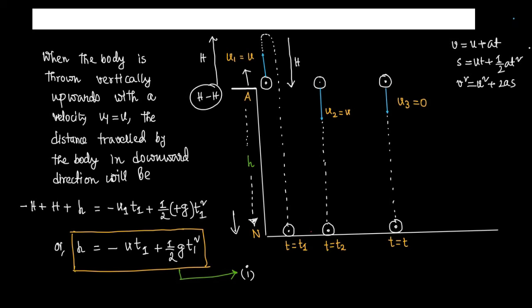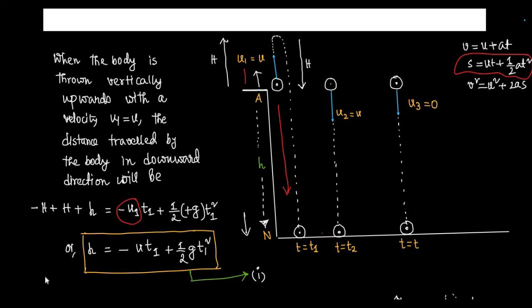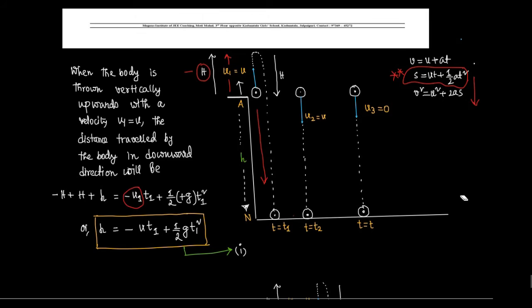of the body for the first case, which is equal to minus u t1 plus half g t1 square, which is equation 1. And here we are considering minus u1 because we are considering downward motion of the body and the body is projected upwards. That's why the speed will be minus u1.